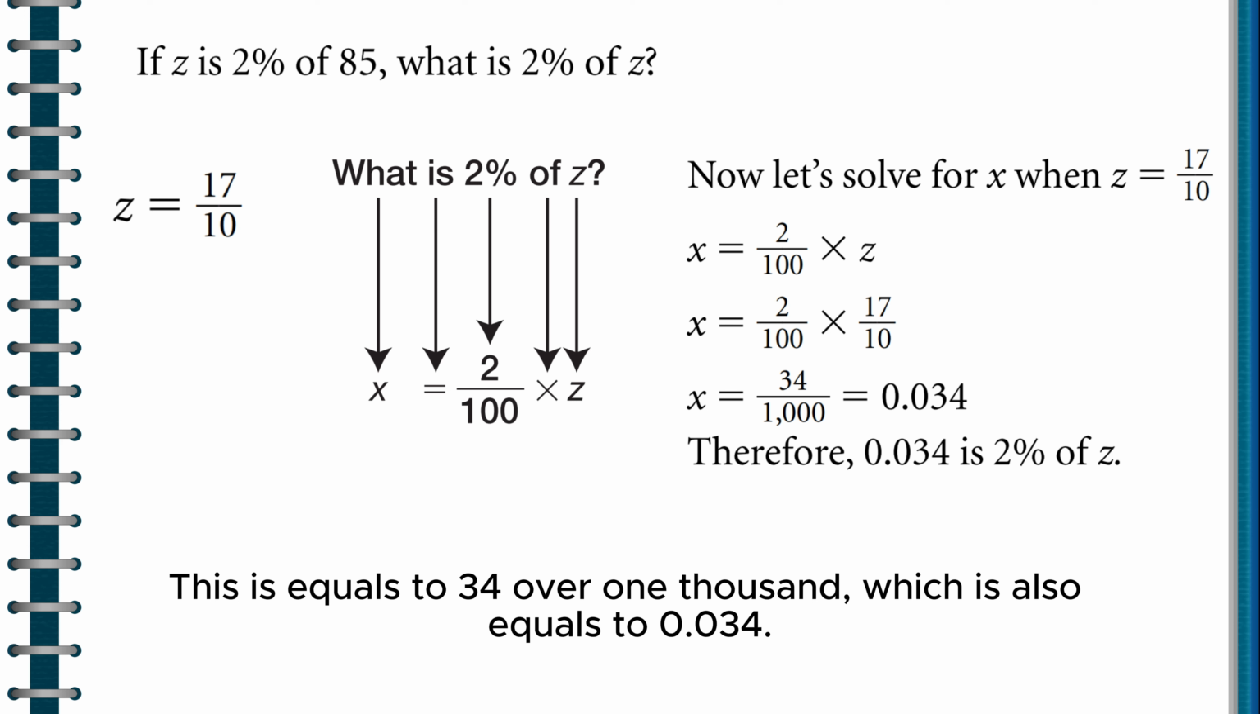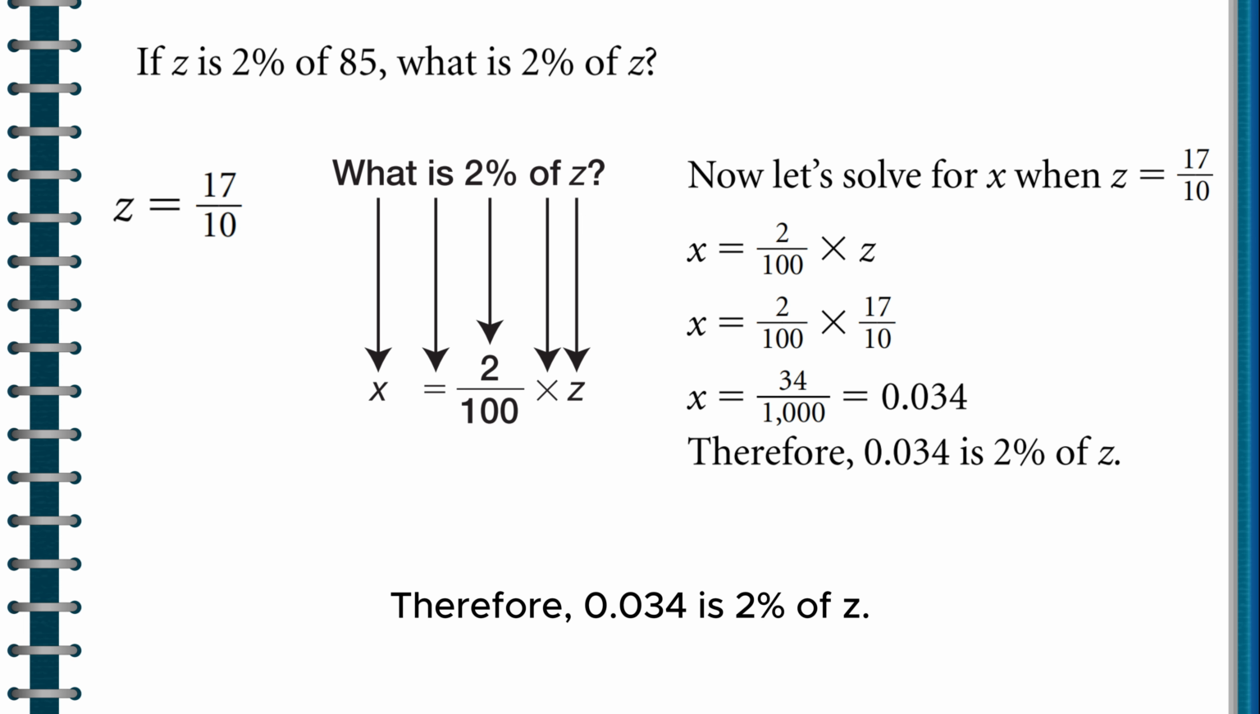This is equal to 34 over 1000, which is also equal to 0.034. Therefore, 0.034 is 2% of z. Did you manage to figure it out?